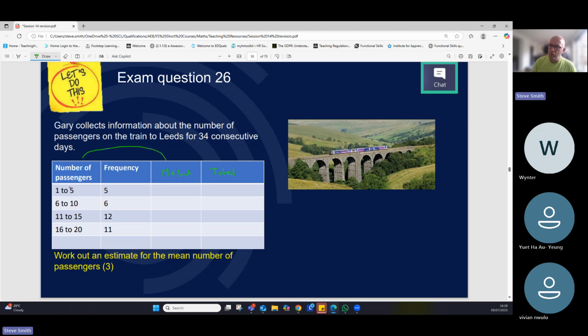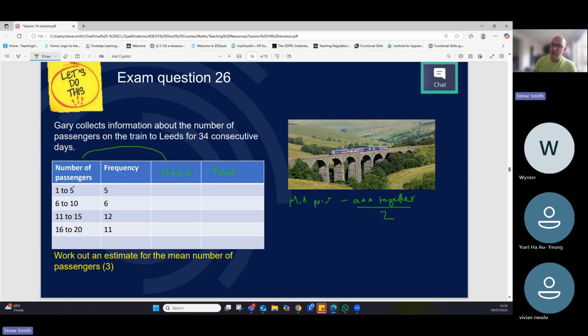And it's the midpoint of those two numbers, because this table is saying that 5 trains had between 1 and 5 passengers on them. It doesn't say that if one had 1 passenger, another one had 2 passengers. It says there was 5 trains that had between 1 and 5. So we don't know exactly how many people were on that train. So we're going to see the midpoint between 1 and 5. So to work out midpoint, we add together and divide by 2.